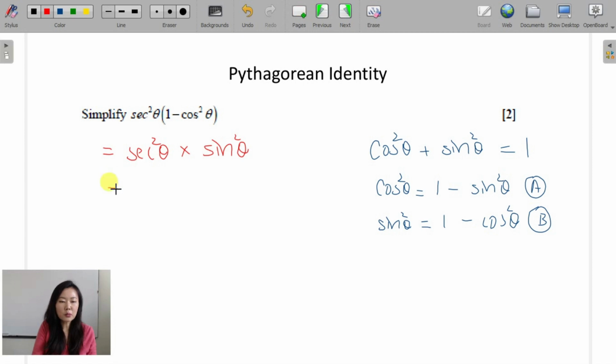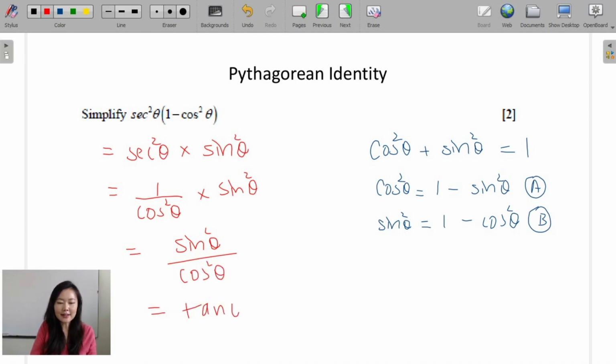All right, so next up, what is sec? Sec is 1 on cosine. Okay, so you have sine on cos, which is, that's right, tan. Tan theta squared. That's it. Very, very simple.